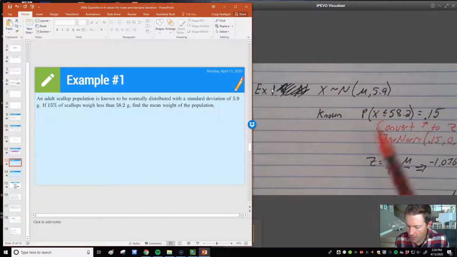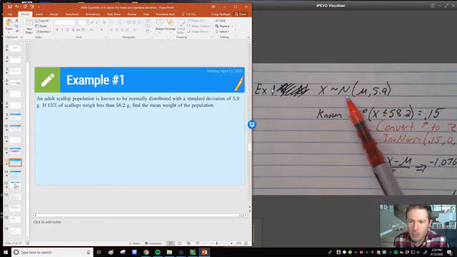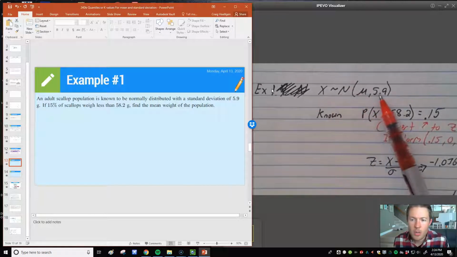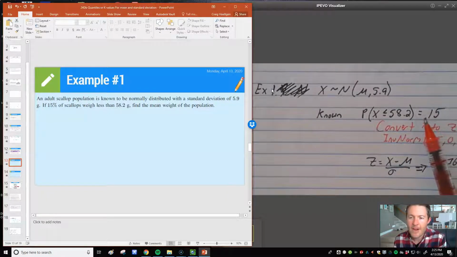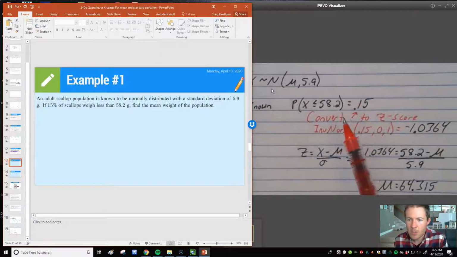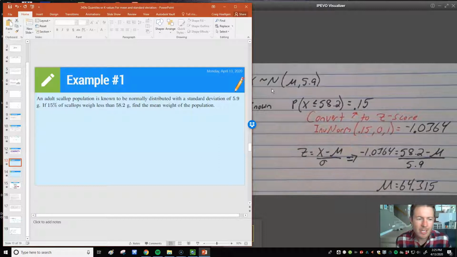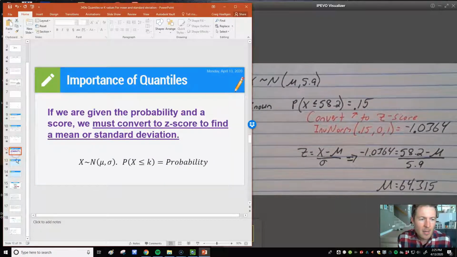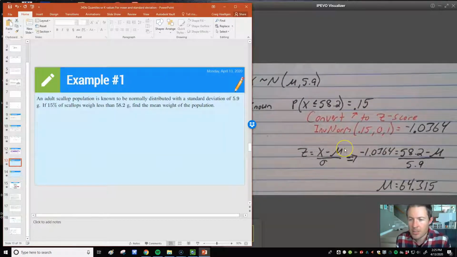So here's what's given. We know we have a normal distribution. We don't know a mean. We do know a standard deviation. We also know a score and the associated probability. Okay, very first thing, the biggest takeaway from this entire lesson is convert your probabilities to a z-score. That's what the previous slide said, but I wanted to let you see it through the example.